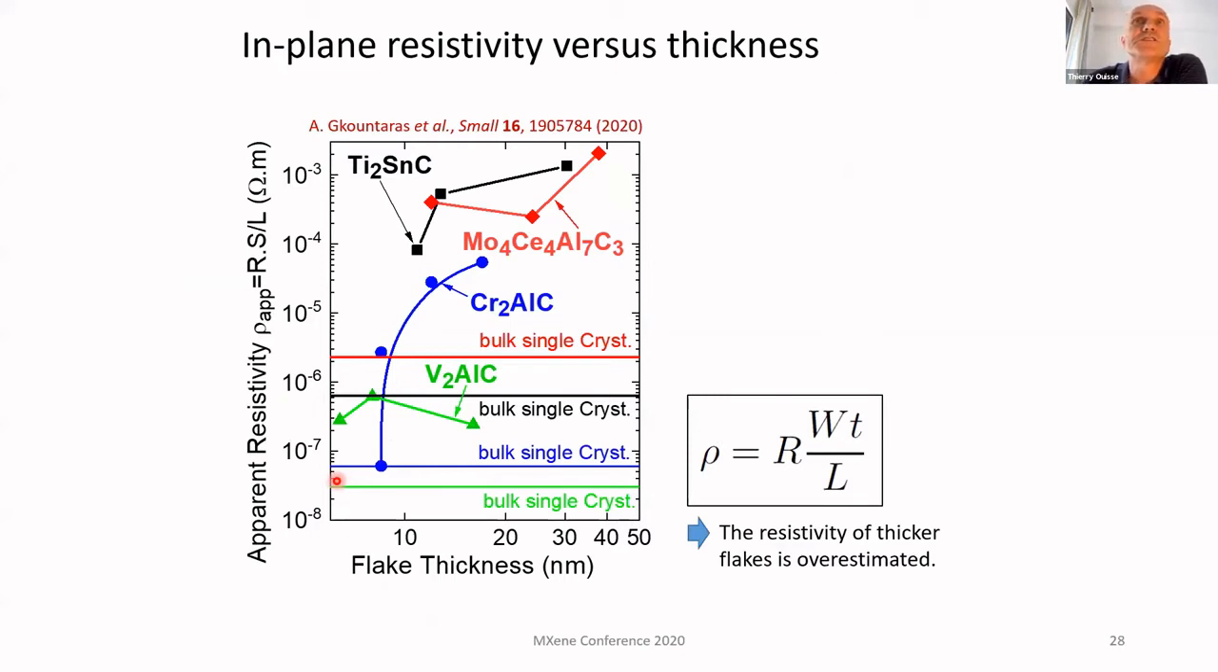So the thinnest flakes do not always reach the level of the bulk. It is remarkable that the difference is at most equal to one order of magnitude, and even better, is reduced to a factor of six for V2AlC, and even reduced down to zero in the case of the thinnest measured chromium aluminum carbide flake.